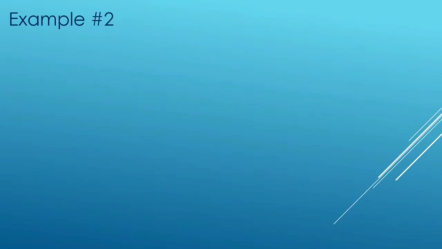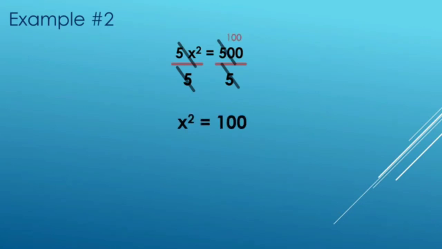The given example is 5x squared is equal to 500. We need to isolate the quadratic term, so we have to remove its coefficient, which is 5. In order to remove it, we have to divide both sides by 5. After simplifying it, we now need to get the square root of both of these sides. The square root of x squared is x, and the square root of 100 is 10. Since 100 is greater than 0, it has two possible solutions, positive and negative 10.